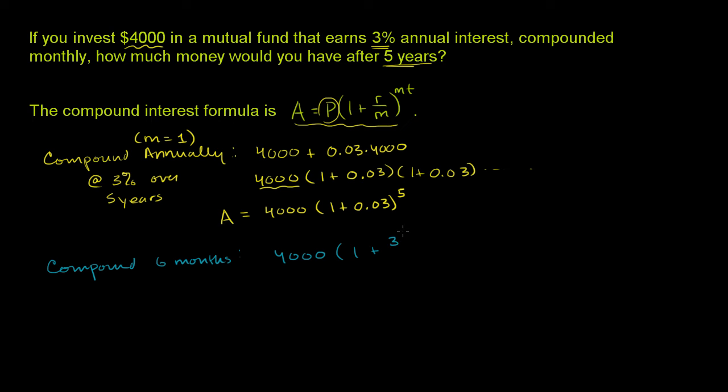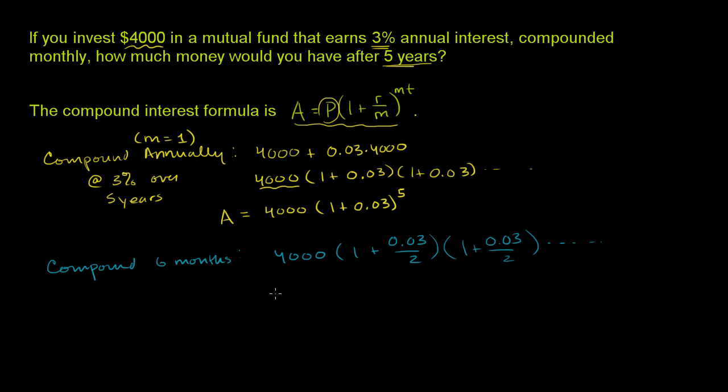So after one 6-month period, you'll have 1 plus 0.03 over 2. After another 6-month period, you'd compound that again, 0.03 over 2. And so how many 6-month periods are we going to have? Well, 5 years has 10 6-month periods.